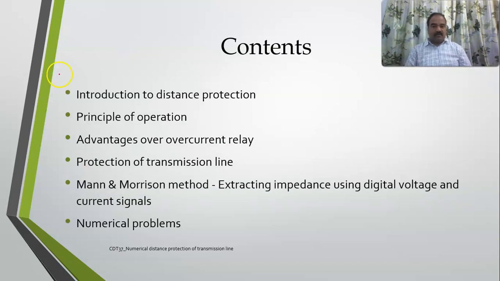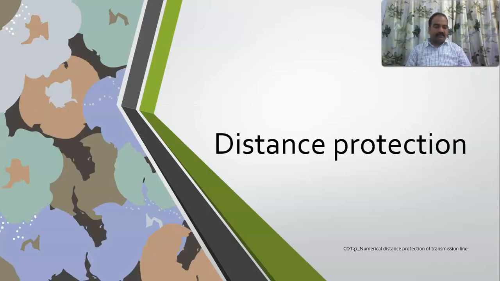I'll start with what actually distance protection is, what the principle involved in distance protection is, and why distance protection is widely used for transmission line protection. I'll also cover numerical distance protection, what we are supposed to concentrate on and how it is to be implemented. Then we will move on to the Mann and Morrison method, which is generally employed to determine the impedance.